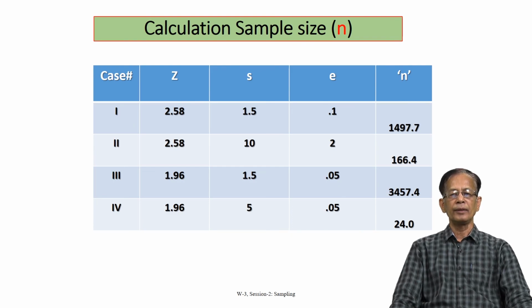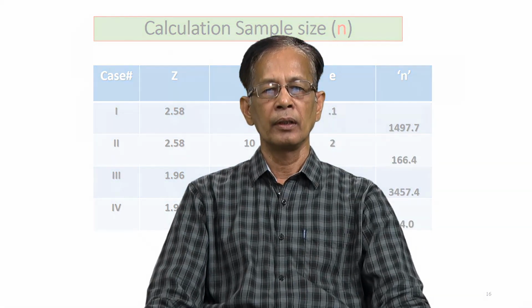If the tolerance is 5%, it comes down to 24. If it is more, it can be more. So, this is how we will be trying to consider the sample size calculation. We will be taking more examples later.